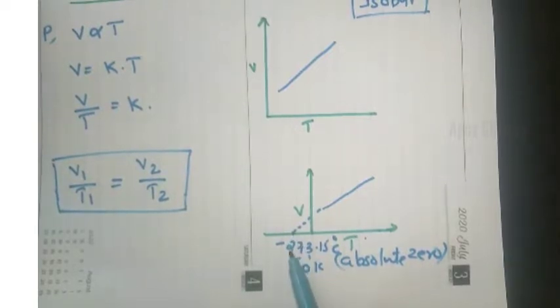This temperature is minus 273.15 degrees Celsius or 0 Kelvin. This is called absolute zero. Absolute zero means, in a graph plotted of volume against temperature, the particular temperature at which the volume of a fixed amount of a gas becomes 0. This is absolute zero. Okay.